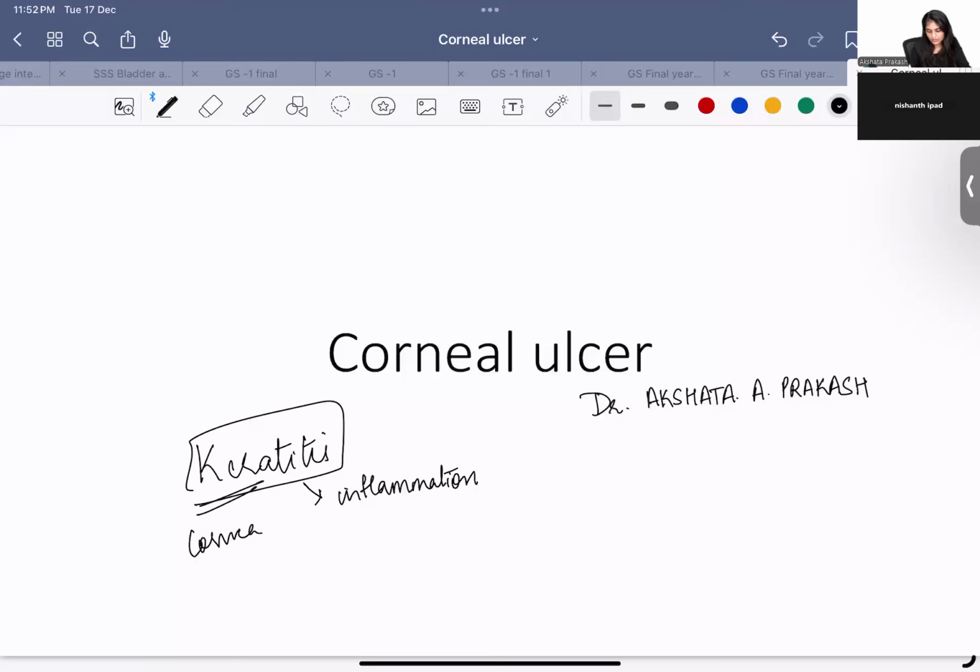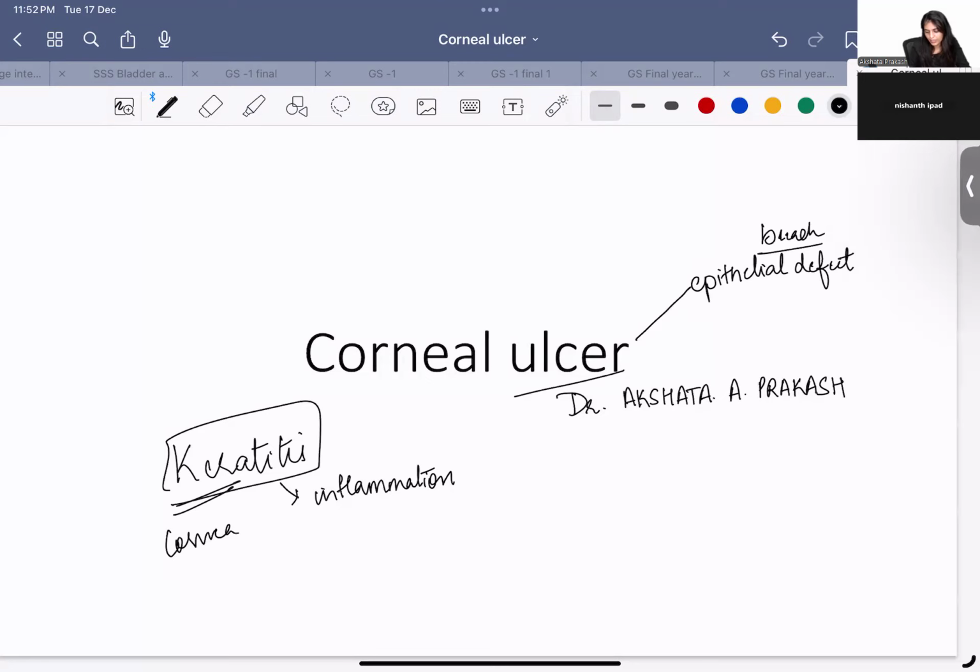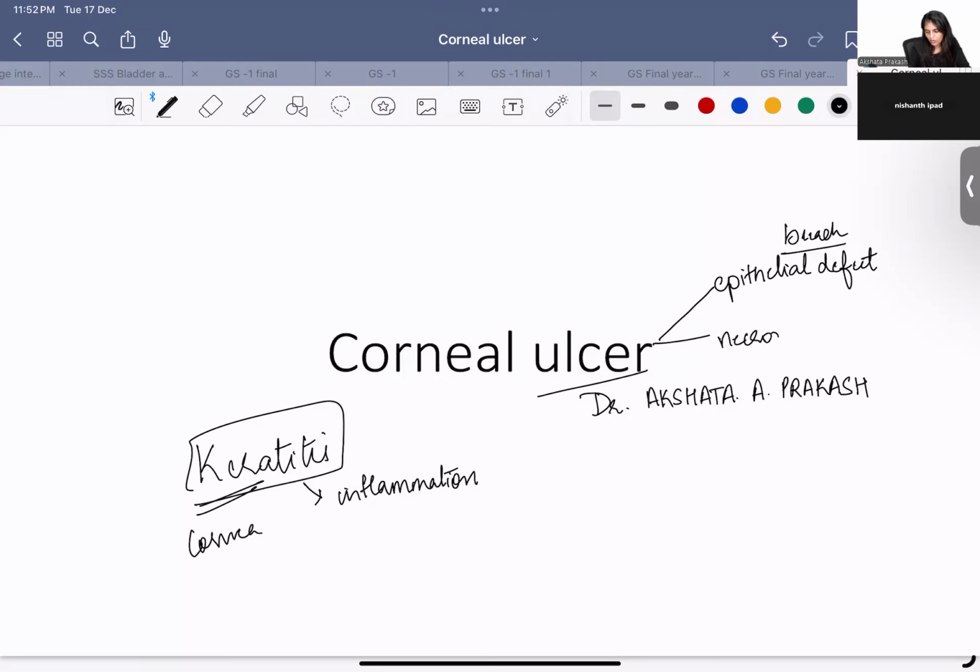If it has to be an ulcer, there have to be two components. One is your epithelial defect, which means a breach in your epithelium. Along with this, there has to be necrosis of your underlying tissue. The underlying tissue here is your stroma. That is the definition of a corneal ulcer. If these two components are there, that is when you coin the term corneal ulcer.